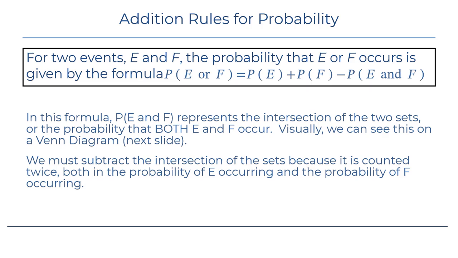For two events, E and F, the probability that E or F occurs is given by the formula: probability of E or F is equal to the probability of E plus the probability of F minus the probability of E and F. What this means is that the probability of E and F is the intersection of the two sets, or the probability that an outcome occurs in both event E and F. We're going to look at this visually in a diagram on the next slide. But basically, we're subtracting the intersection of sets because it's counted both in the probability of E and the probability of F, so we have to subtract it once.